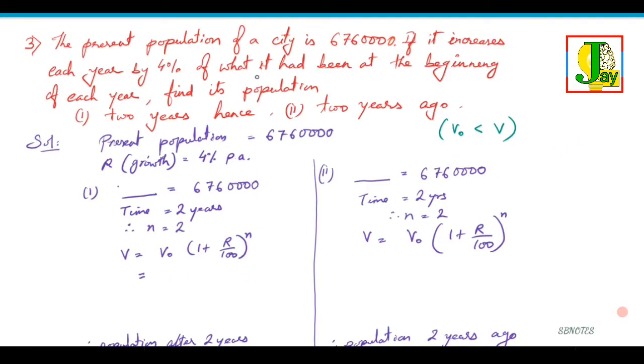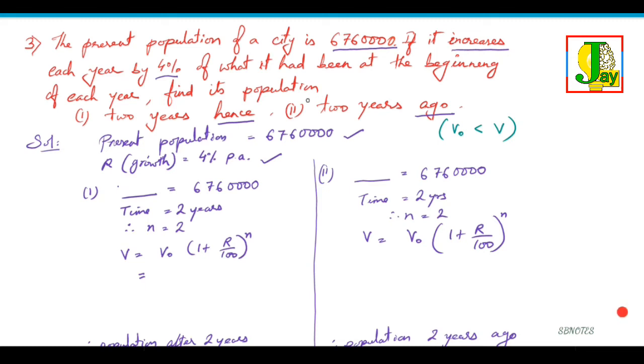In this question we have the present population of a city, 67,60,000. Okay, so that's given, and it's the case of growth problem. Rate of growth is given 4% per annum, and we have to find the population after 2 years hence, and also 2 years ago, where ago means before. Okay, so we have two cases here, 2 years hence and 2 years ago.